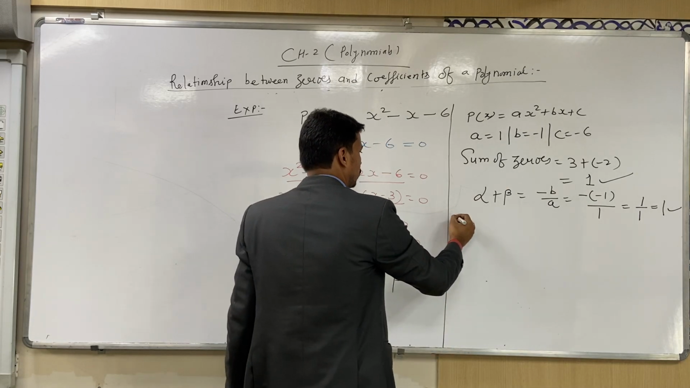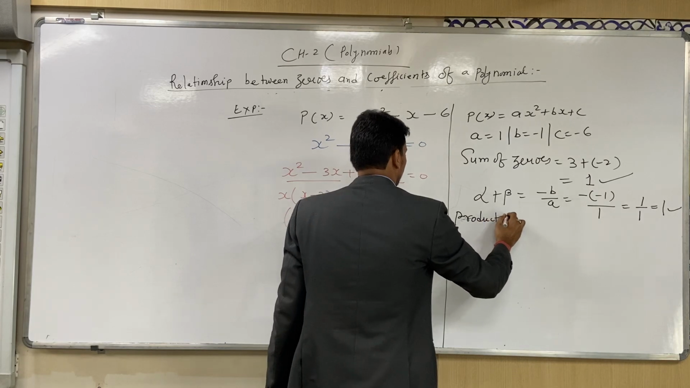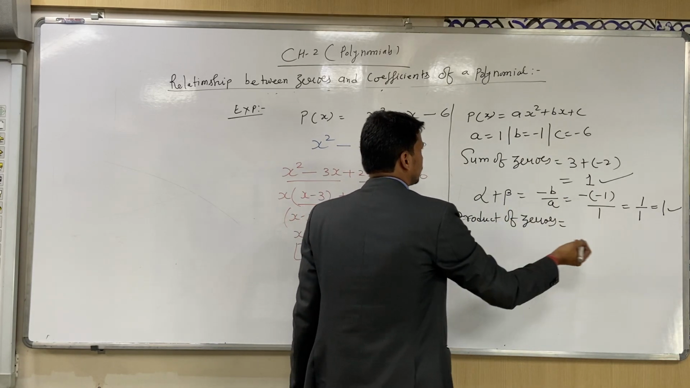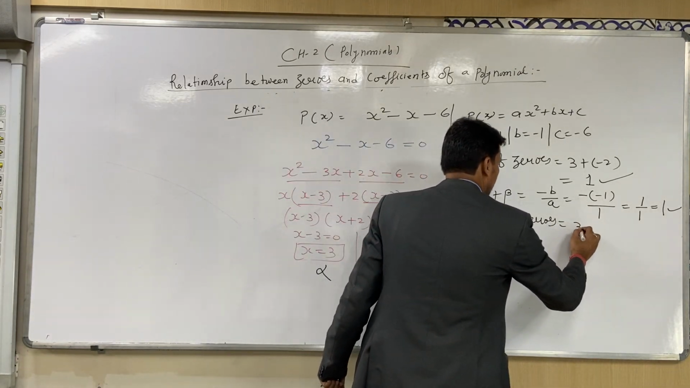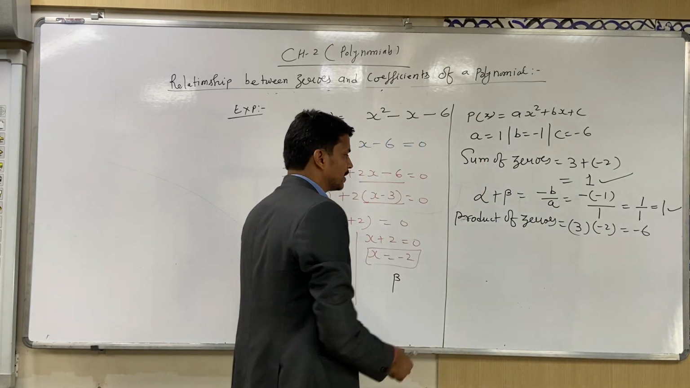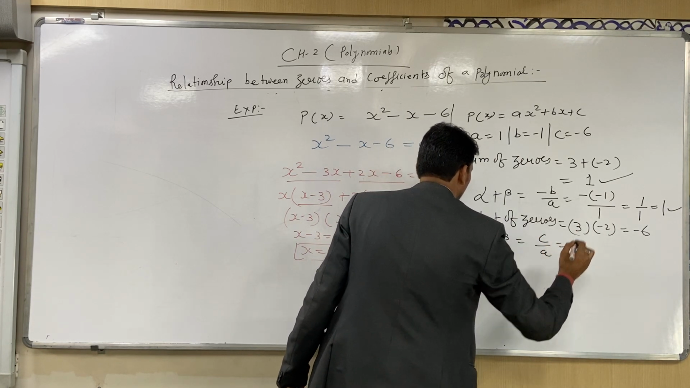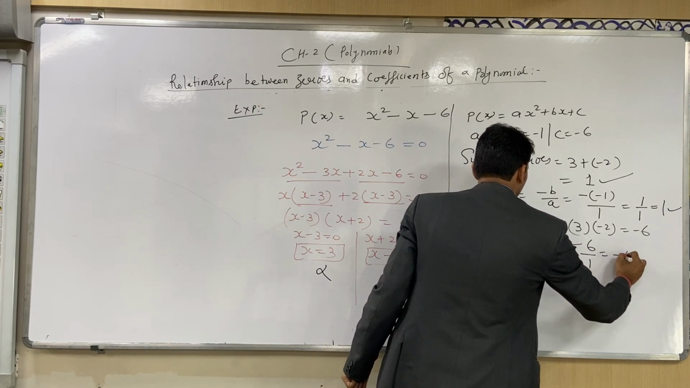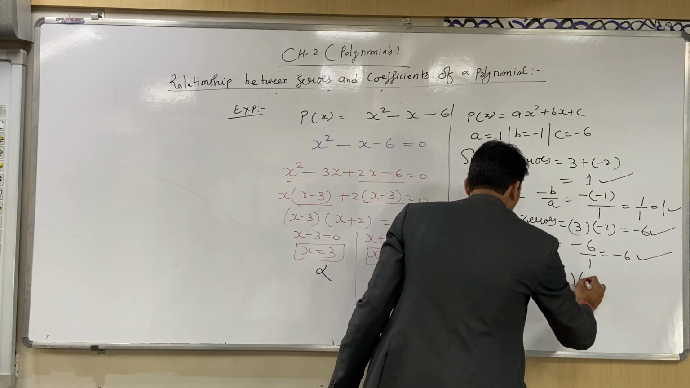Second part, product of zeros. Again we will multiply manually. First of all, product of zeros. We have our zeros as 3 and minus 2. So 3 into minus 2, which is equal to minus 6. Again by the formula, that is alpha into beta equals c upon a, constant upon a. So we have constant as minus 6, a is 1, that is minus 6. So we verified the product also. At last we will write verified.